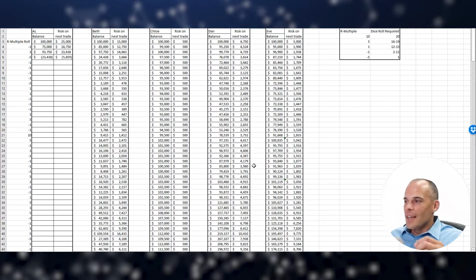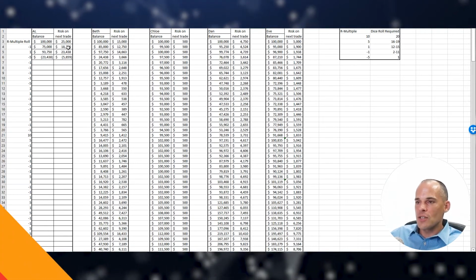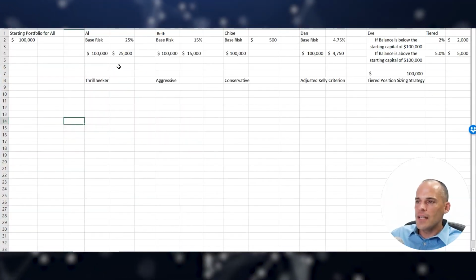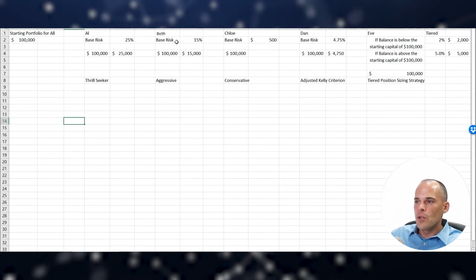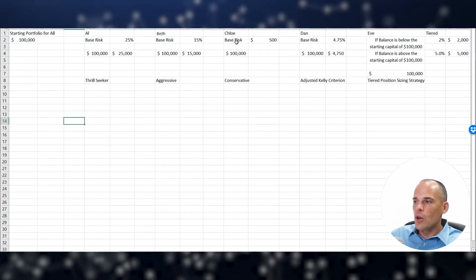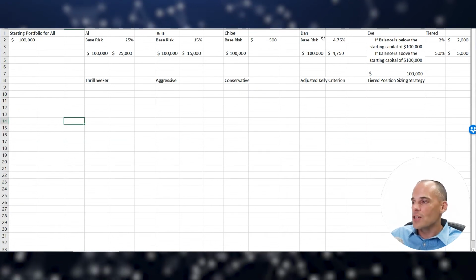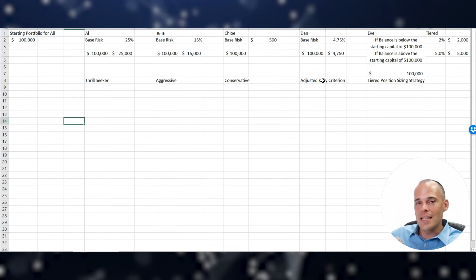So this is what happened. I'm going to show you their position sizing calculations. Al did a set 25% of his portfolio with every single trade. You have Beth, she risked a steady 15%. Chloe set at $500 each. Dan set at 4.75%, which was an adjusted Kelly criterion.